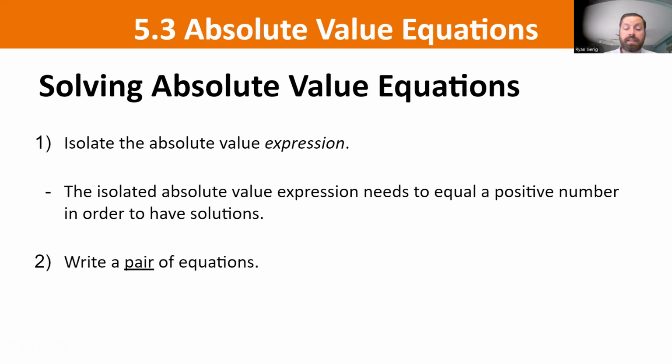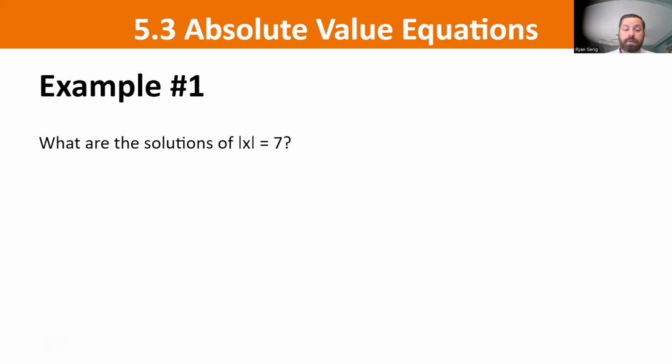And then after you've isolated the absolute value expression, you want to write a pair of equations. And I underline the word pair there because, like I showed you with the motorcycle, there are two solutions to this typically. So example 1 is one of the most basic ones.